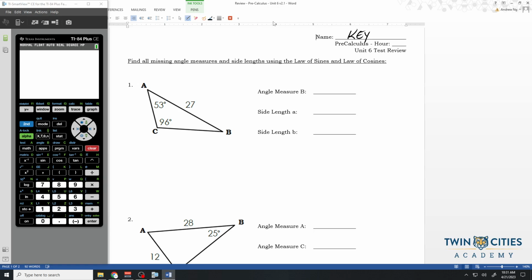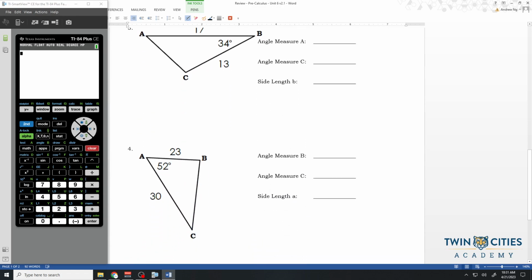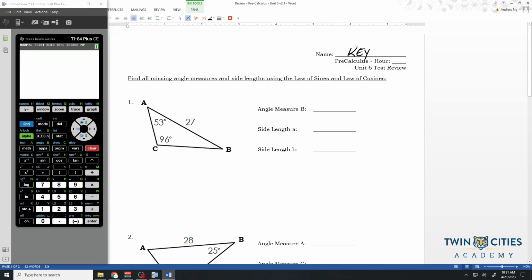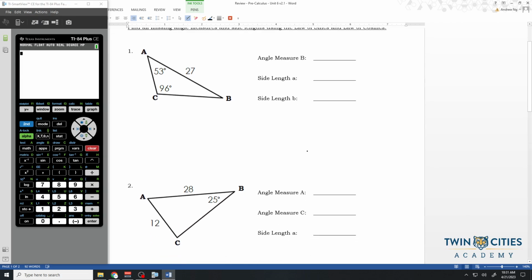Today we'll be going over the Unit 6 test review. Here we've got a pretty short test, kind of a quiz even. There's only 5 problems. For each of these, we'll be using the Law of Sines and Law of Cosines to solve for the missing angle measures and side lengths within each triangle. So let's begin with number 1.